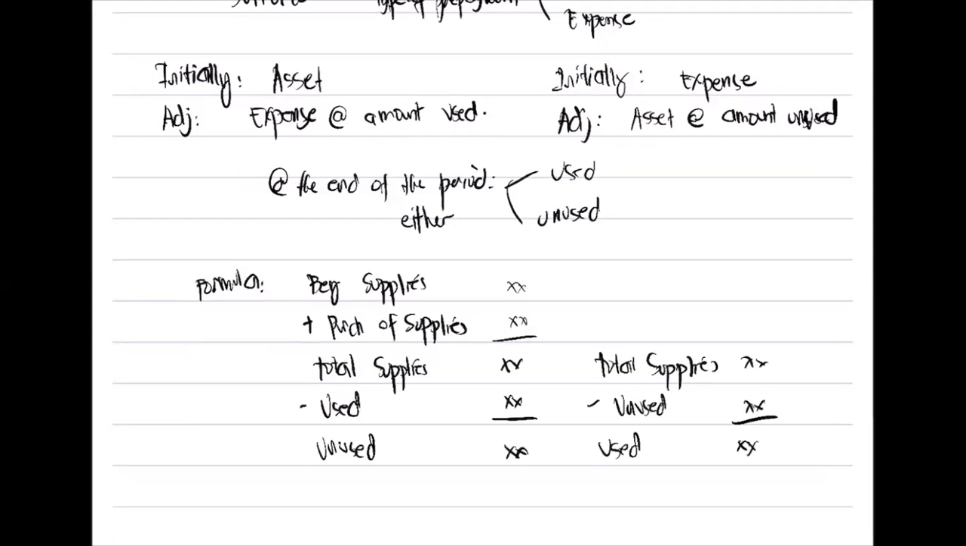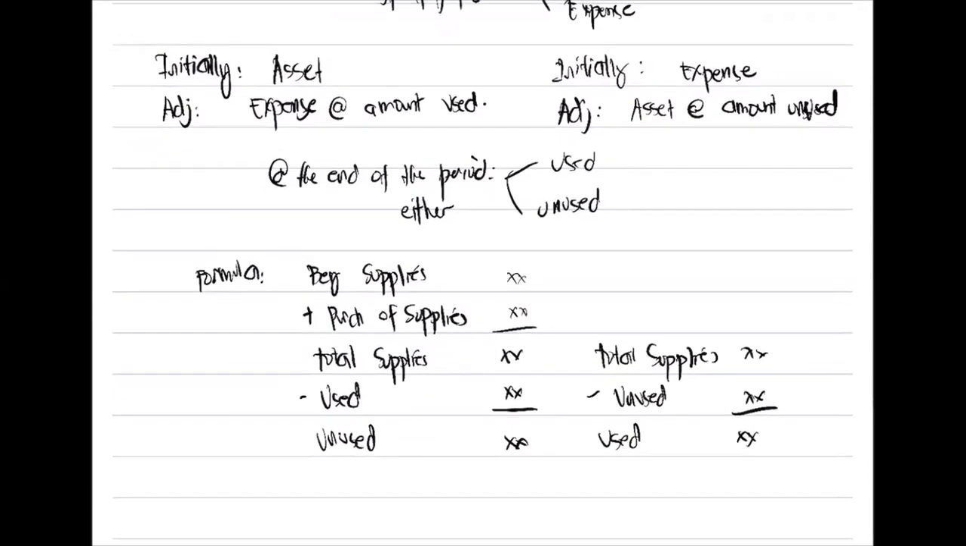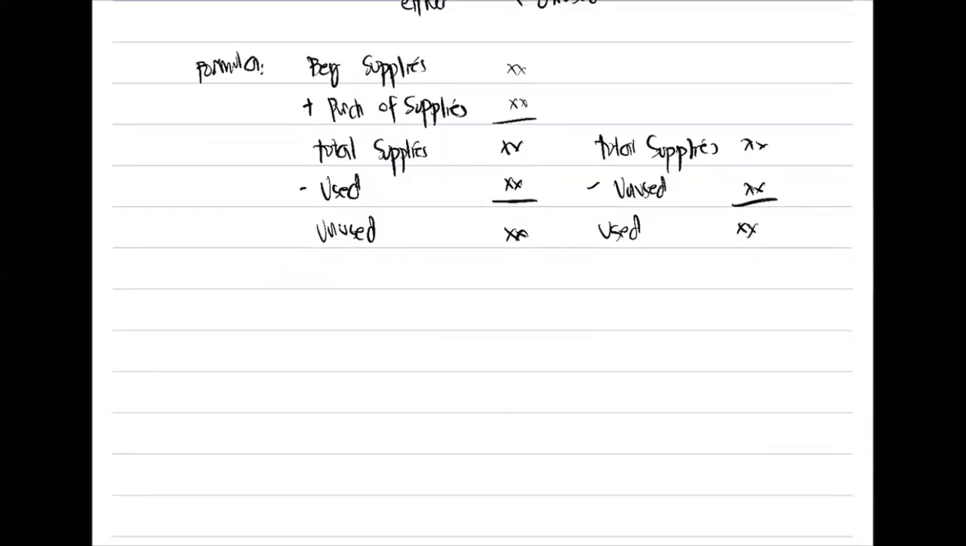Nasundan? Okay. So for your supplies, initially, it can be recorded as either asset or expense. But the adjusting depends whether you will record an expense or you will record an asset. For expense, you record the amount used. For an asset, you need to record the amount unused. So let's have an example.